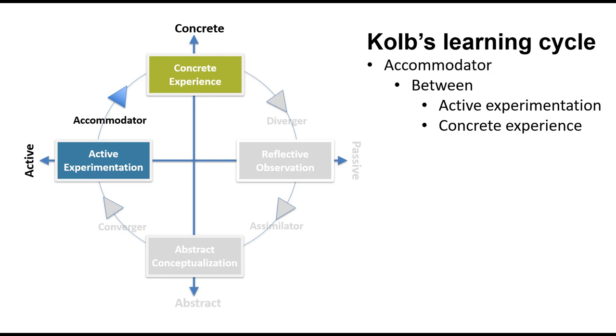The Accommodator is placed between active experimentation and concrete experience. These learners are motivated by the question, what would happen if I did this? They look for significance in the learning experience and consider what they can do and what others have done previously. These learners are good with complexity and are able to see relationships among aspects of a system.